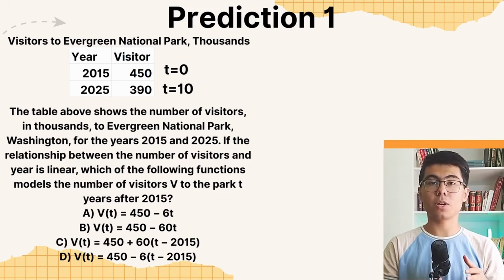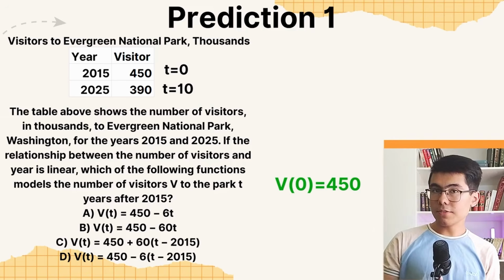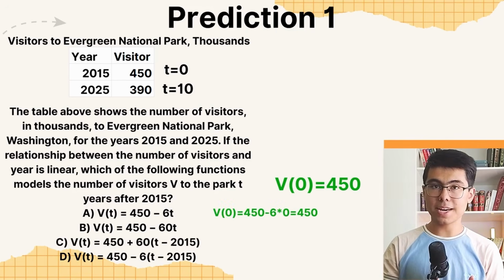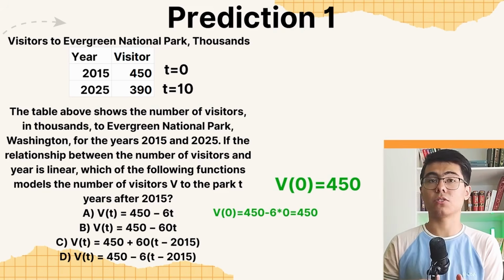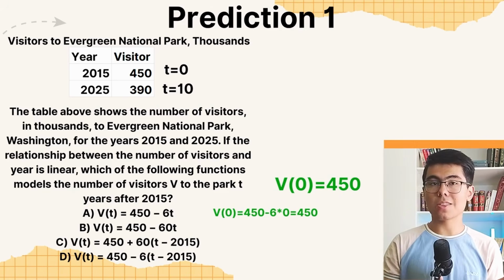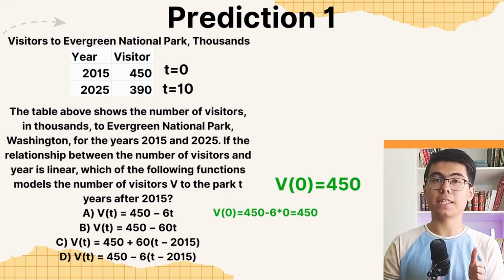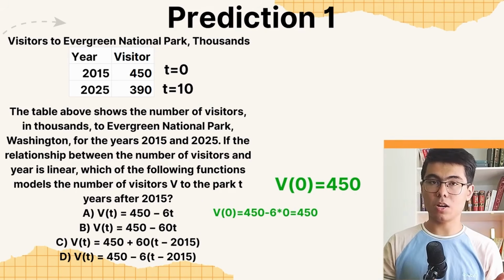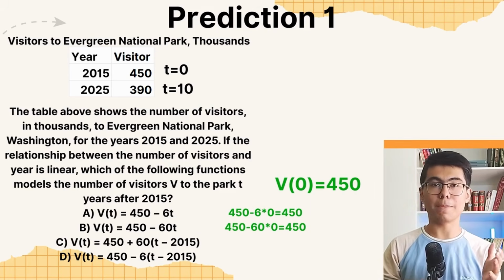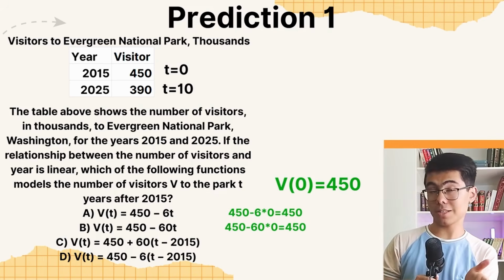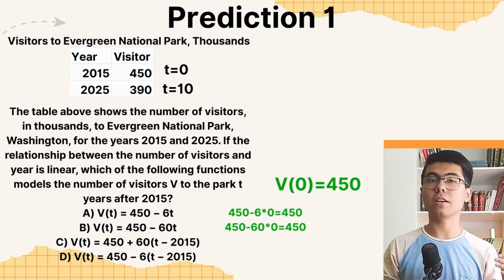So let's start off with t equals 0. In 2015, there are 450,000 visitors, so we need an equation that gives V of 0 equals 450. So let's look at the options. Choice A, 450 minus 6 multiplied by 0 equals 450. Choice B, 450 minus 60 multiplied by 0 also equals 450. So A and B are correct when t equals 0.